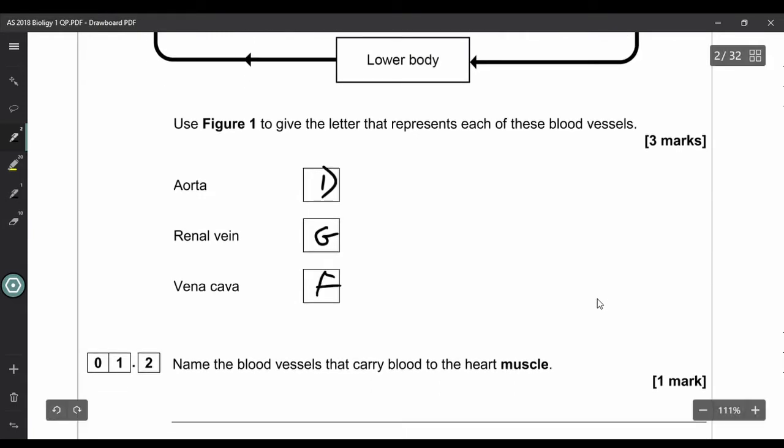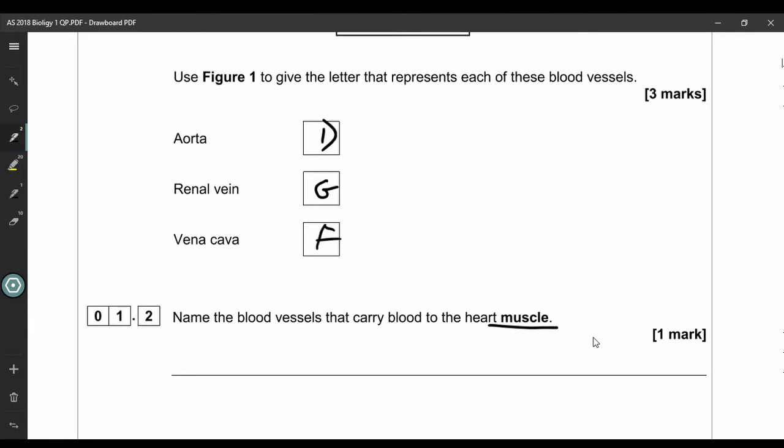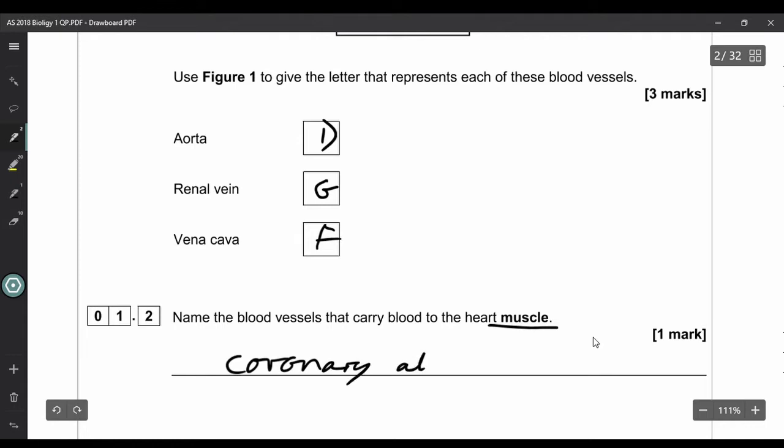Okay, part 2 says name the blood vessel that carries blood to the heart muscle, and we've got that in bold. So this isn't asking for a vessel that's taking blood back to the heart. These are the vessels that are feeding the heart muscles, providing it with oxygen and glucose. So that is going to be the coronary. So again, coronary is anything to do with the heart, and it's going to be arteries.